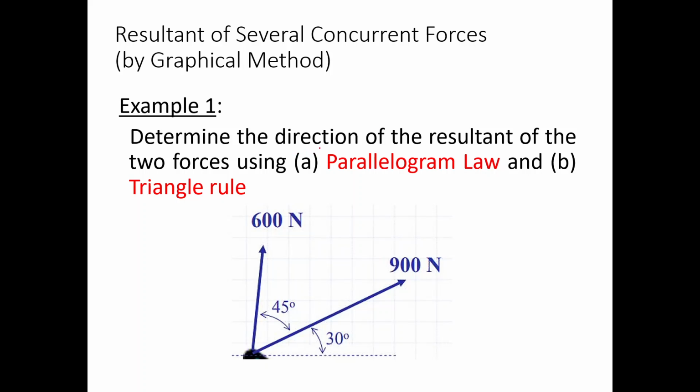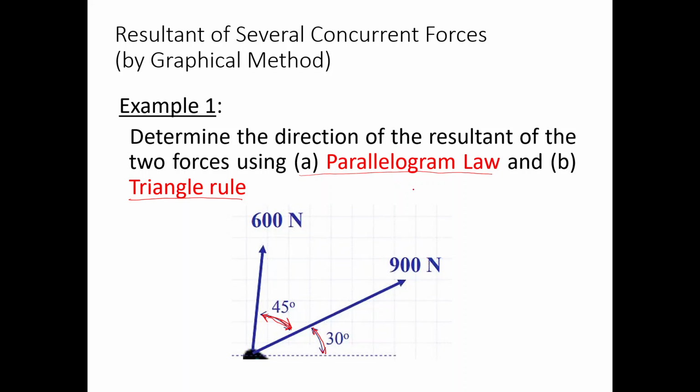Determine the direction of the resultant of the two forces using A, the parallelogram law, and B, the triangle rule. As we can see, we have the 900 newton force having an angle of 30 degrees. Then the angle between your 900 and 600 newton force is 45 degrees.